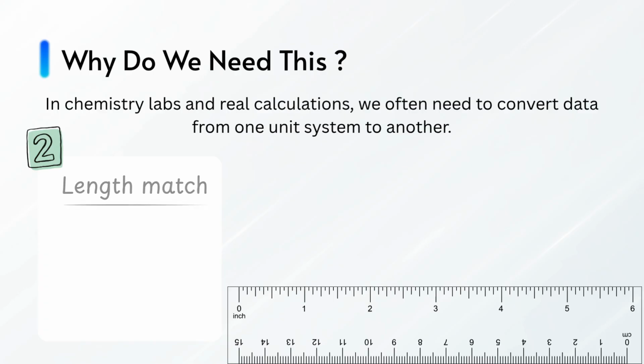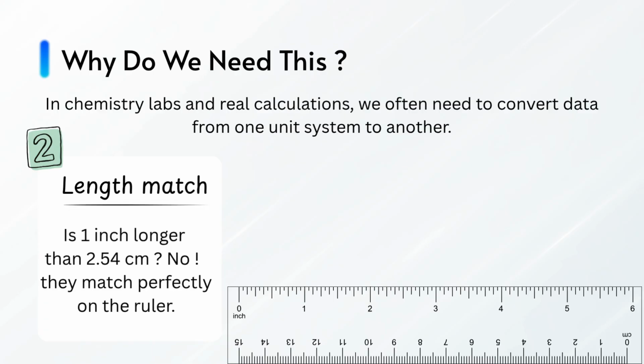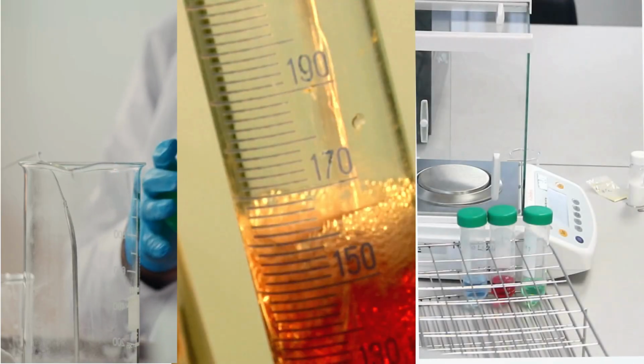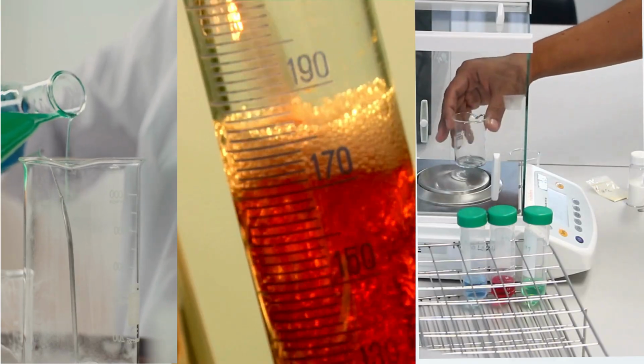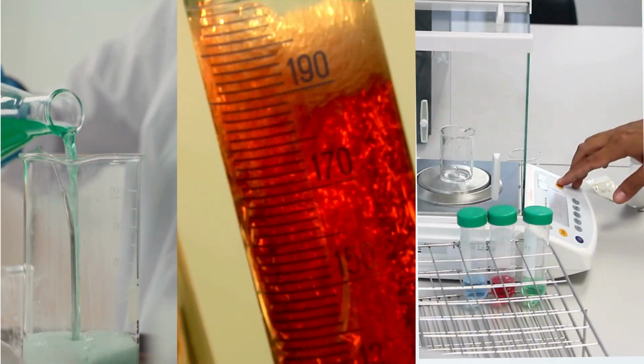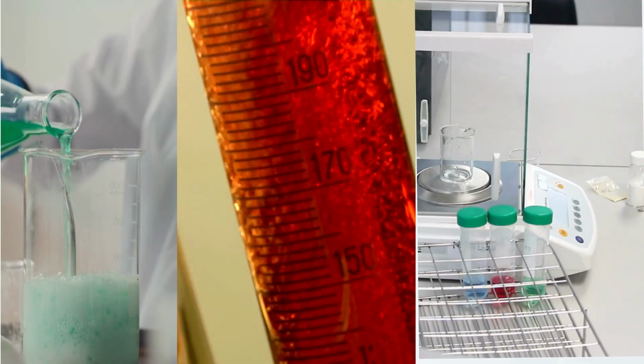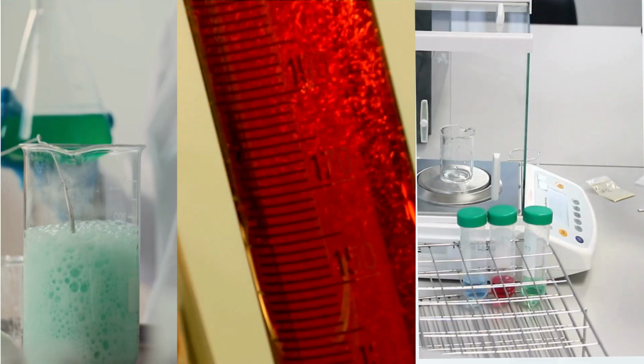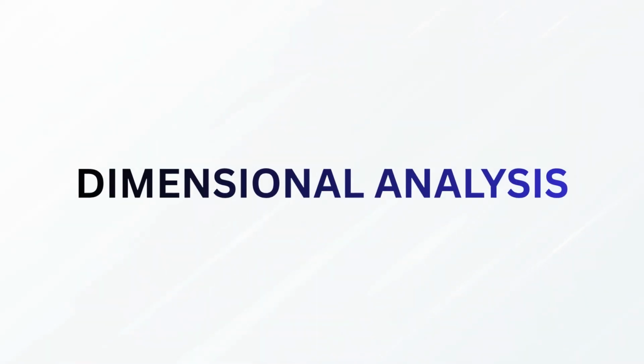Now think about length. Is 1 inch longer than 2.54 centimeters? Again, no. Both represent exactly the same length. Only the units have changed. So our goal is simple. We need a method that allows us to change units safely without changing the actual quantity. And that method is called dimensional analysis.